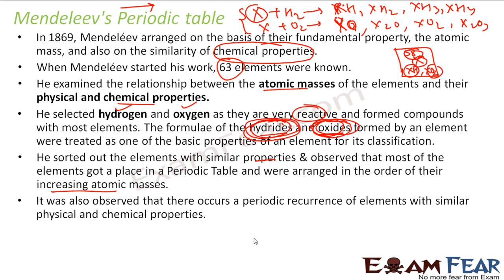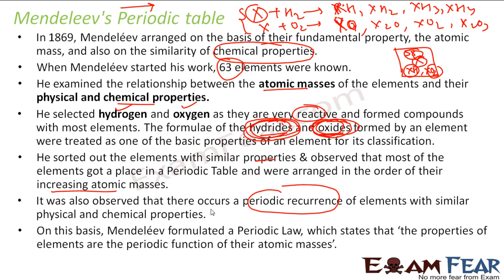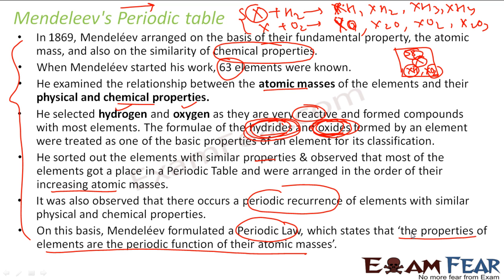And he also observed the periodic recurrence of elements with similar physical and chemical property. That's what Newlands had observed; he also observed it here, correct? And on the basis of all these experiments he did, he gave a periodic law, right? He stated that the properties of the elements are the periodic function of their atomic mass. This law is called Mendeleev's periodic law. It says that properties of the elements are periodic function of atomic mass.